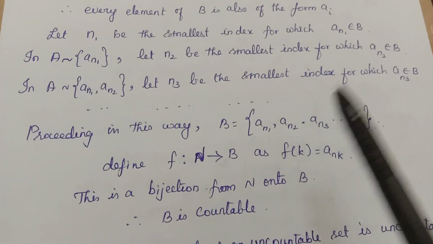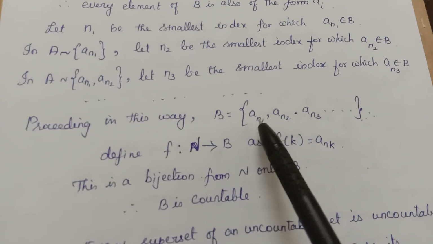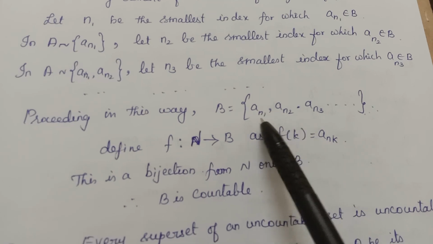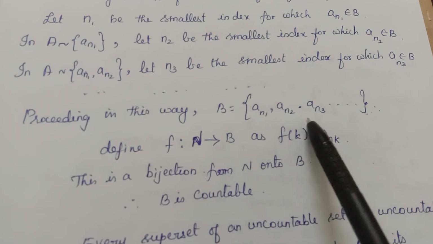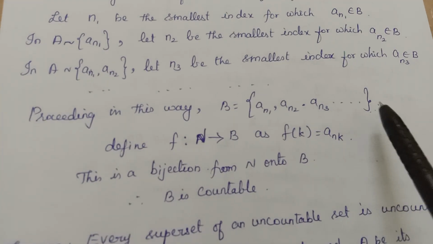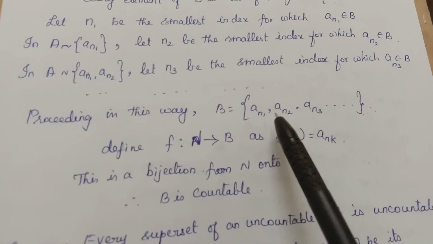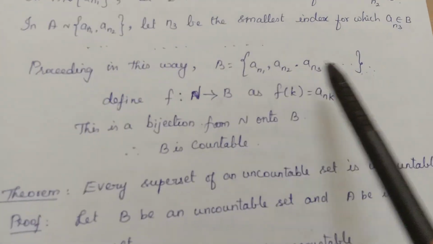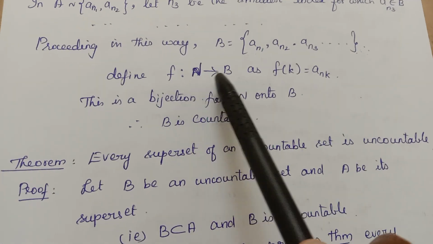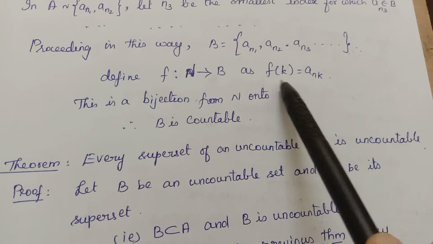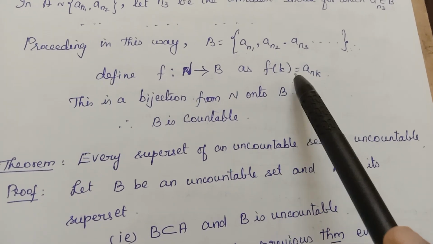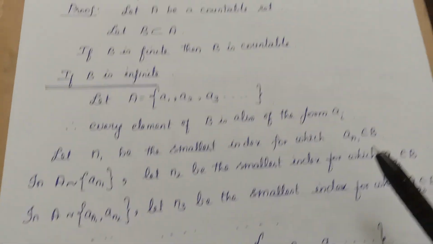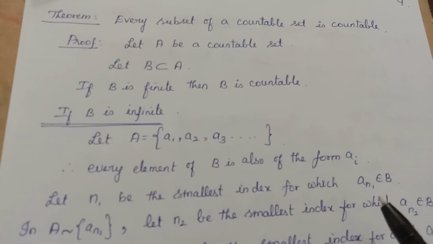Understand? That is, I am arranging the elements of B such that the indices, that is the suffixes, a_n1, a_n2, these are in ascending order. n1, n2, n3 are in what? Ascending order. The numbers need not be continuous here, but I am renaming them a_n1, a_n2, a_n3, etc. With this rearrangement, you define a mapping f from N to B as f(k) = a_nk. Then this will be a bijection. Surely it's a bijection, no? Therefore, what we say? B is countable. So the conclusion is, every subset of a countable set is countable.